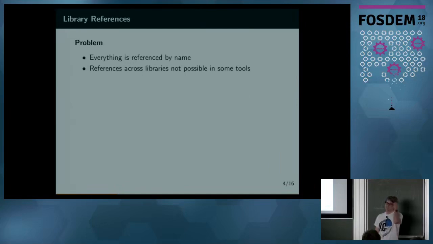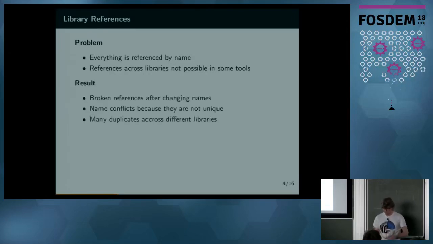And another thing is actually similar to the Horizon tool. The problem of other tools is they reference many things just by name. And in some tools, it's even not possible to reference library elements across libraries. So you can't use a component from library A with a symbol from library B and so on. And the result is there are often broken references when changing names, or name conflicts, and many duplicates because they cannot be shared between libraries.